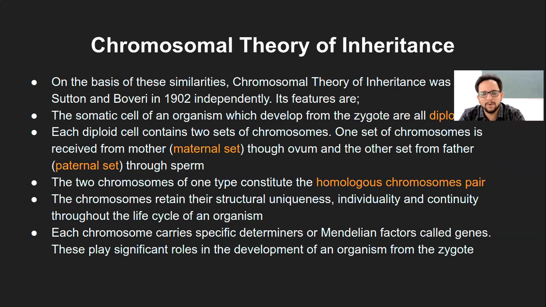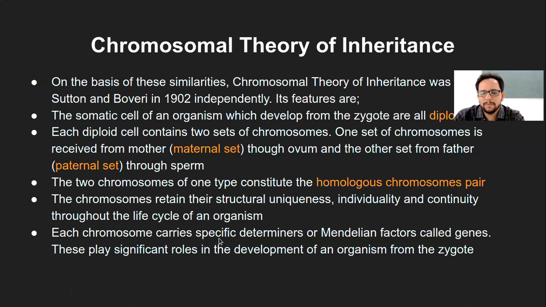For example, if chromosome 1 looks like a certain shape or structure, that will be maintained throughout the generations. Also the individuality, that means the number of genes present on that particular chromosome, will also be maintained. And the continuity, that is, the ability of being passed down across generations. The structural uniqueness, individuality, and continuity of the chromosome are retained throughout the life cycle of an organism.